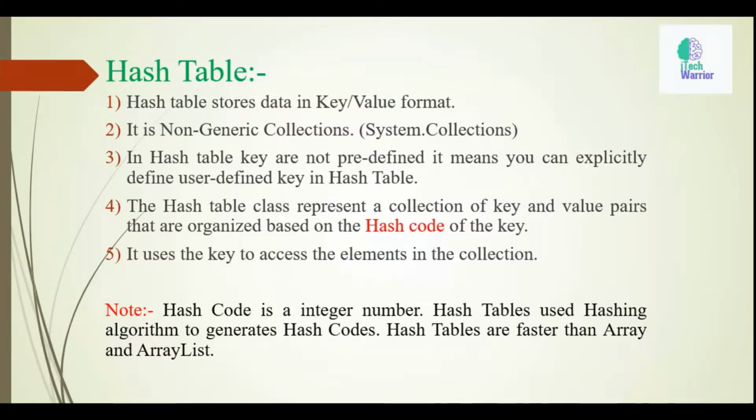Fourth point is the hash table class represents a collection of key and value pairs that are organized based on the hash code of the key. Fifth point is it uses the key to access the elements in the collection. Here is the important note. Hash code is an integer number. Hash tables use a hashing algorithm to generate hash codes. Hash tables are faster than array and array list.